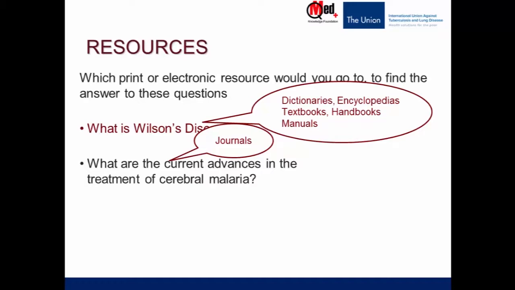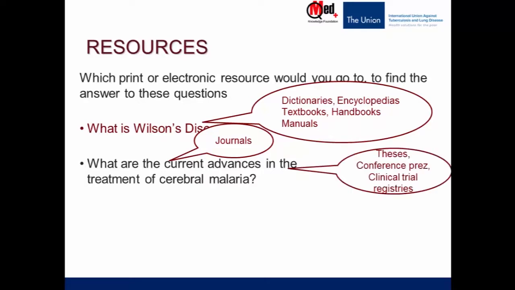Journals and the first group, they are all called published information resources. They are in a formal channel of publication and they are available commercially. We also have what are called unpublished resources or grey literature. These are the theses, conference presentations, and most of us know about these resources.